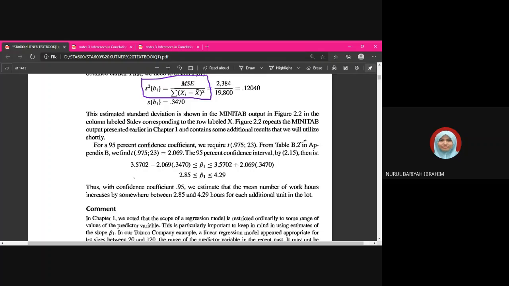Okay. So, either you find the value of the standard deviation for beta by calculating using this formula, or if the SPSS output is given, you can just take it from there. You can take it from the standard deviation of the beta.